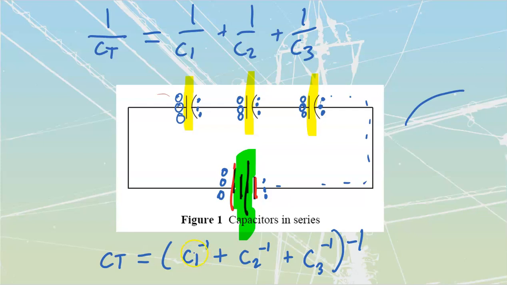Put in a value of 3 farads for each one of these, and what you're going to find out is that when this thing spits all the way through, you're going to be down to 1 farad for that whole grouping.